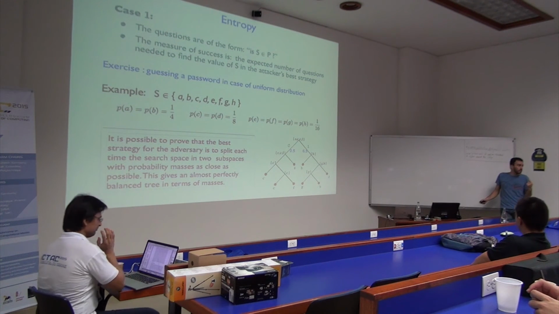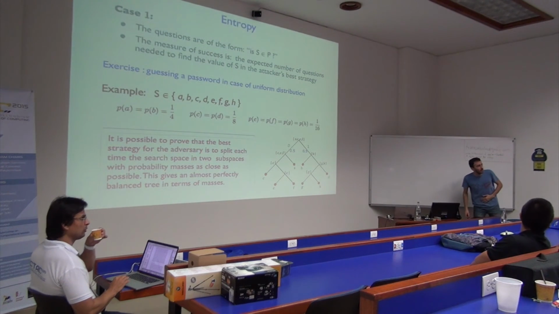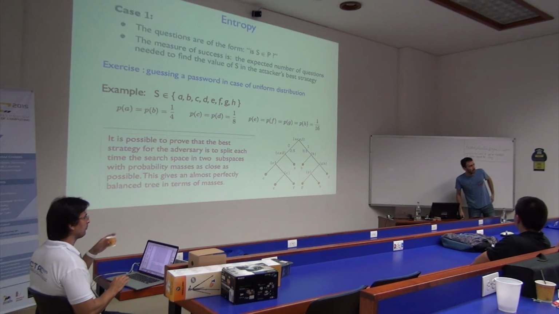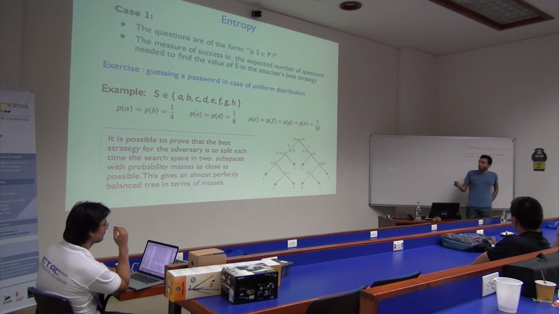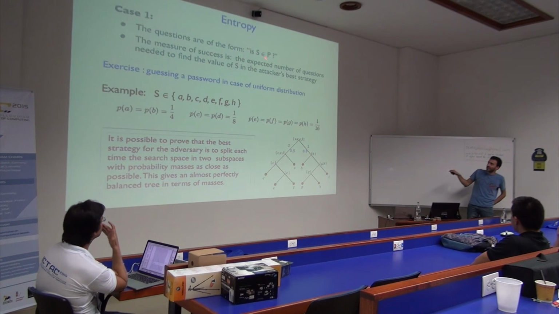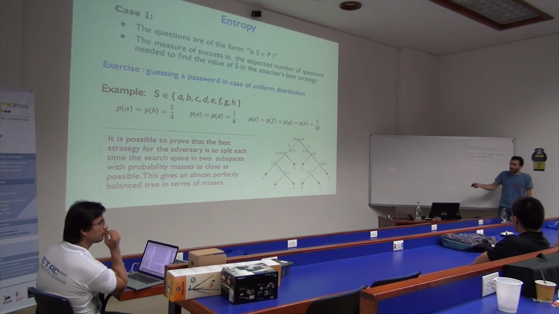The question is exactly the same as looking for the optimal search tree. Sorry? Creating this tree. Is it the same as looking for an optimal search tree? Yes, so this tree is exactly the optimal strategy of the adversary. So this is the optimal way of splitting and figuring out these sets in order to minimize the expected length of this. Right? This is indeed the best strategy.